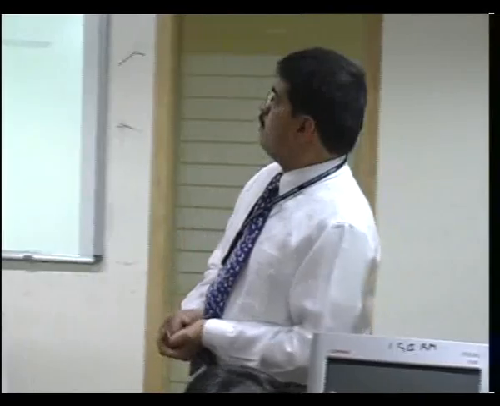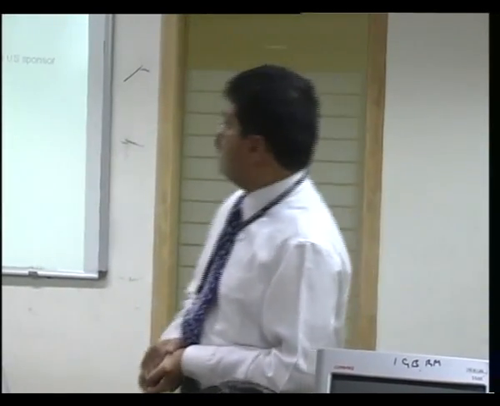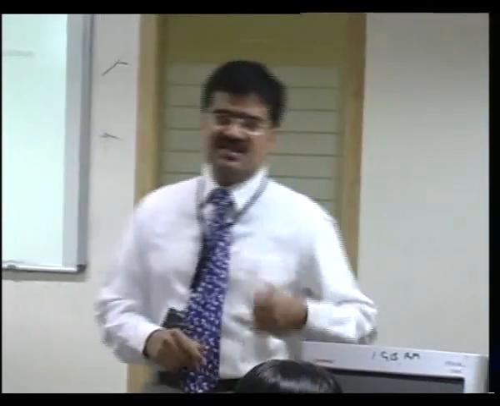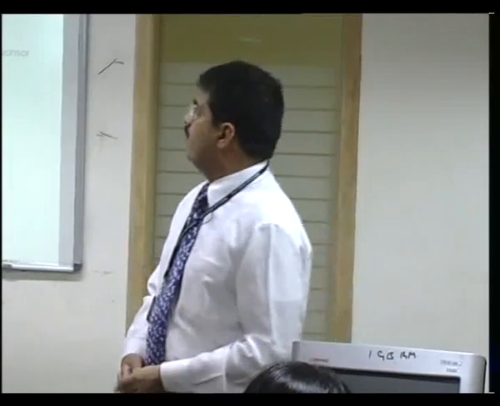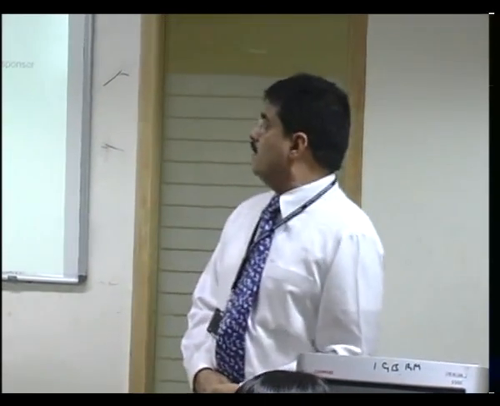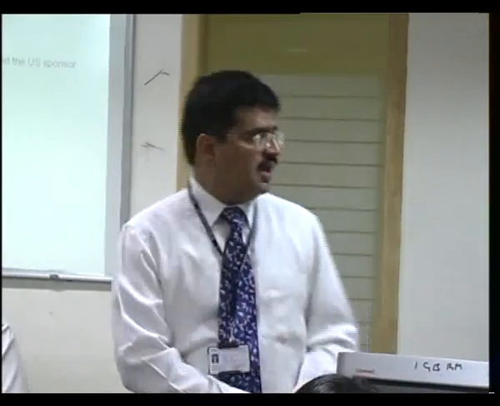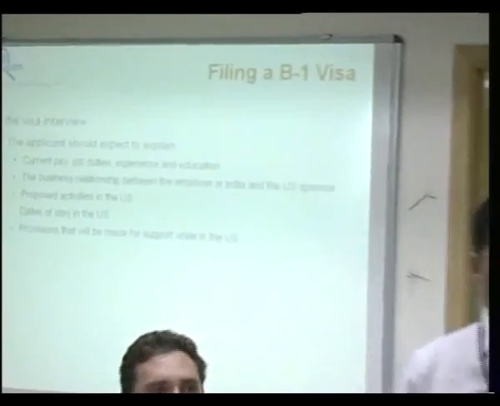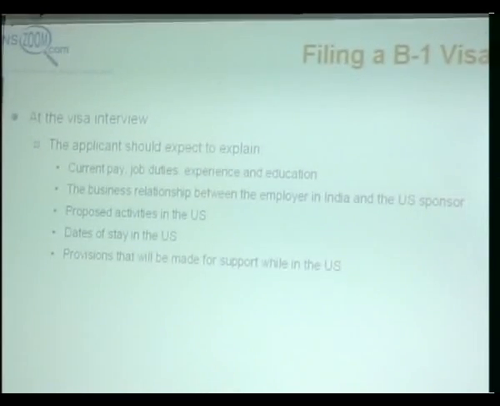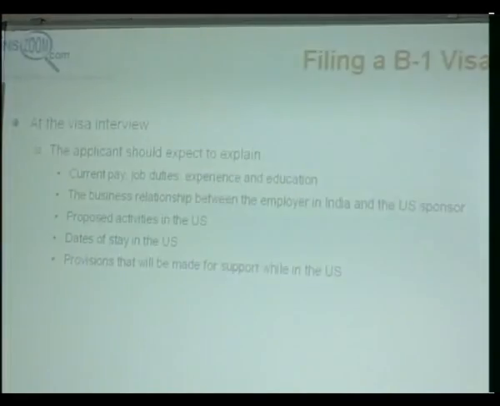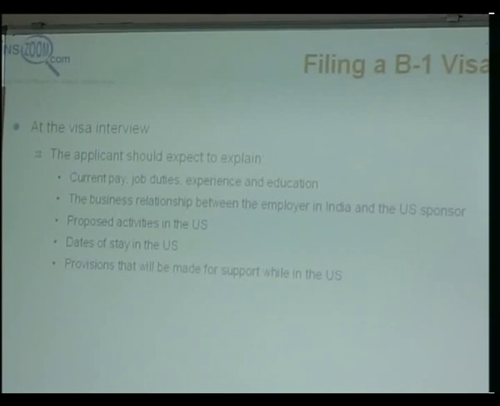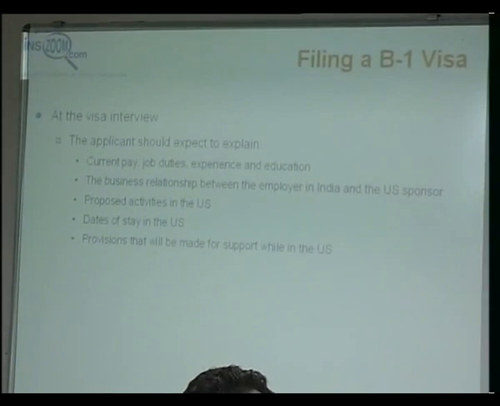Right. Then at the visa interview, the applicant should expect to explain your current pay, job duties, what is it that you do, how much is it that you draw, and then your experience, education, what is the relationship between your employer and the US company where you're being sent to. Whoever is attending the interview, the beneficiary, should be convincing enough to explain that yes, this is what the relationship is between our company and the company in the US, and this is what I'm going for. So he or she should not fumble out of that.